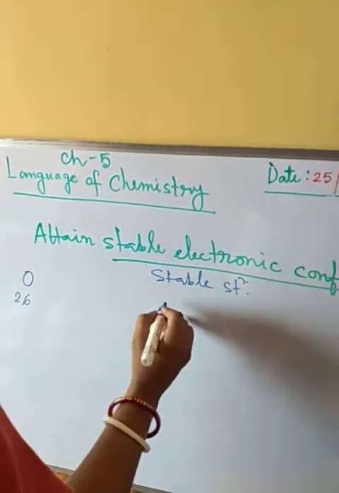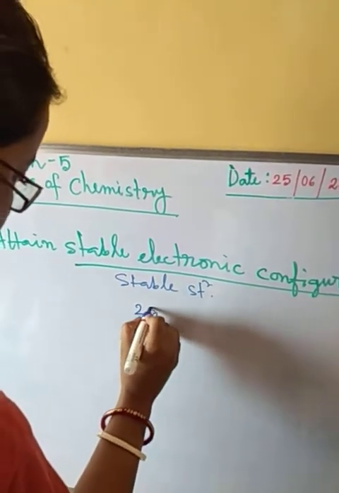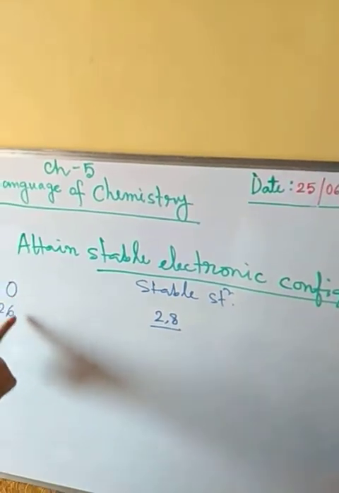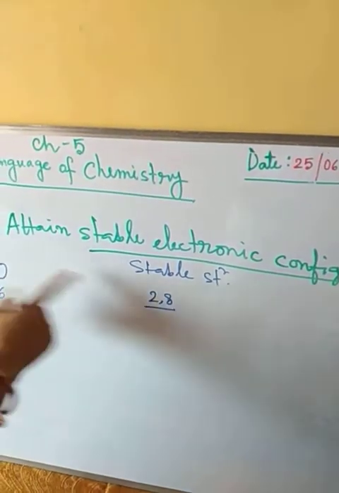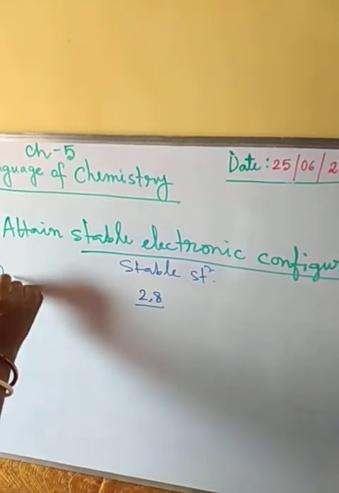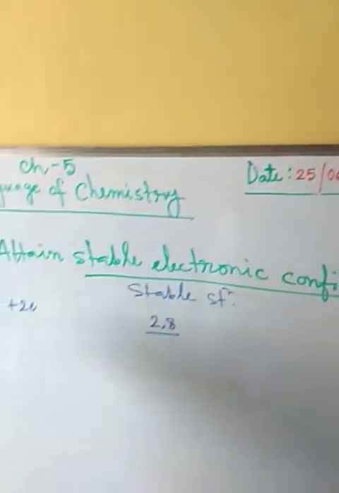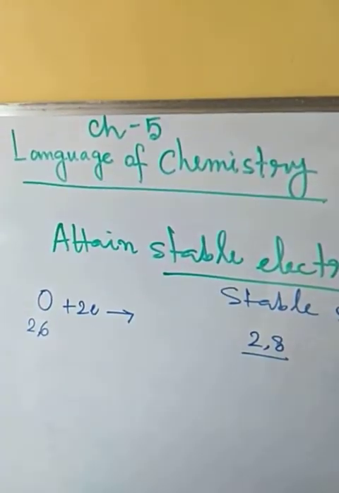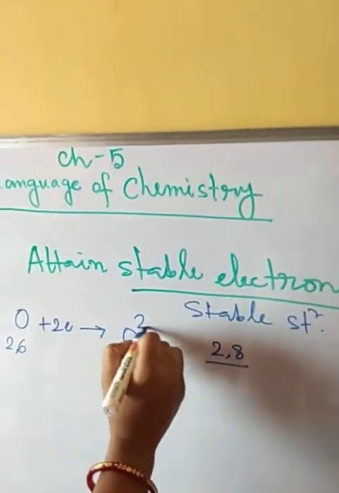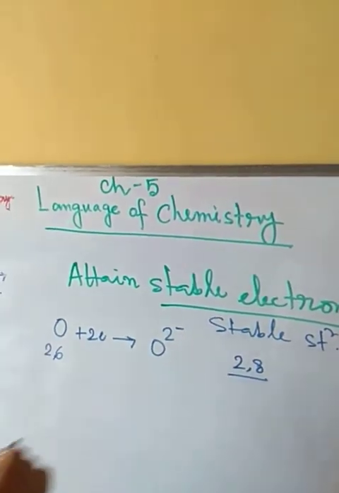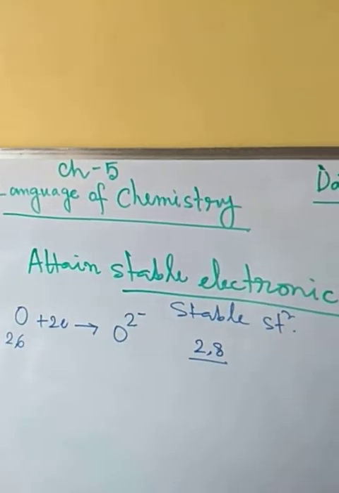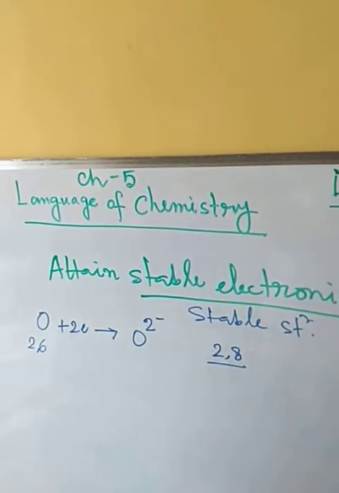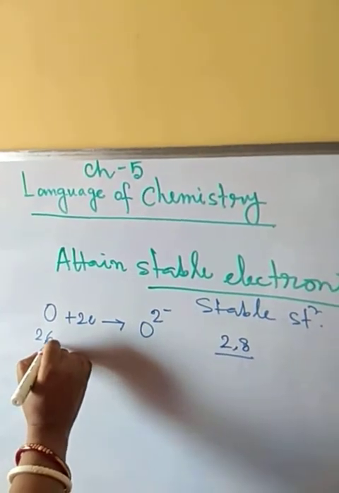But the stable structure is 2, 8. So it's easy for oxygen to capture 2 more electrons to attain this stable structure. Oxygen will capture 2 more electrons and form O2 minus, which is a negative ion. This is called an anion. The positive ions are called cations and the negative ions are called anions. You have already done this in the previous classes.